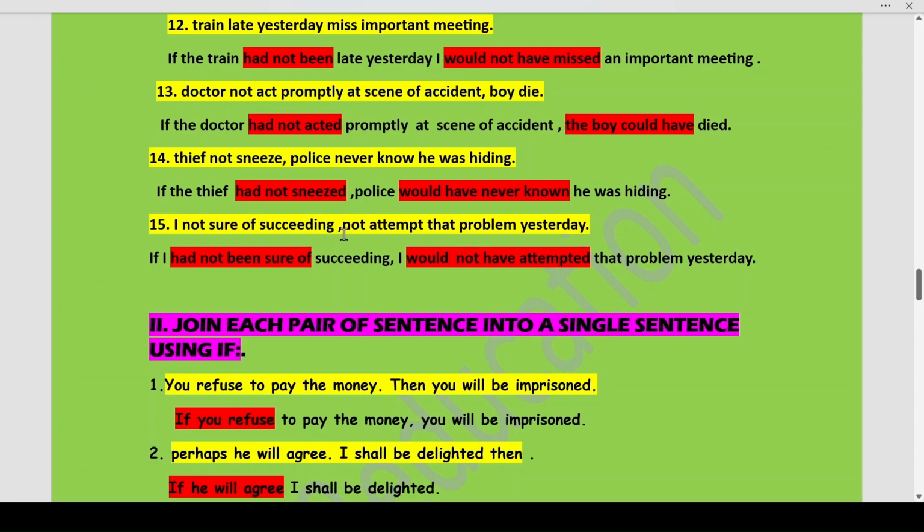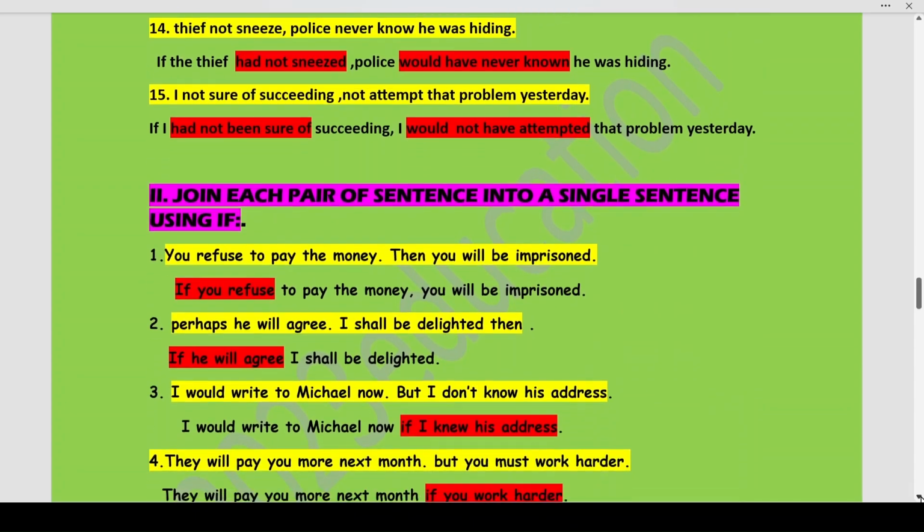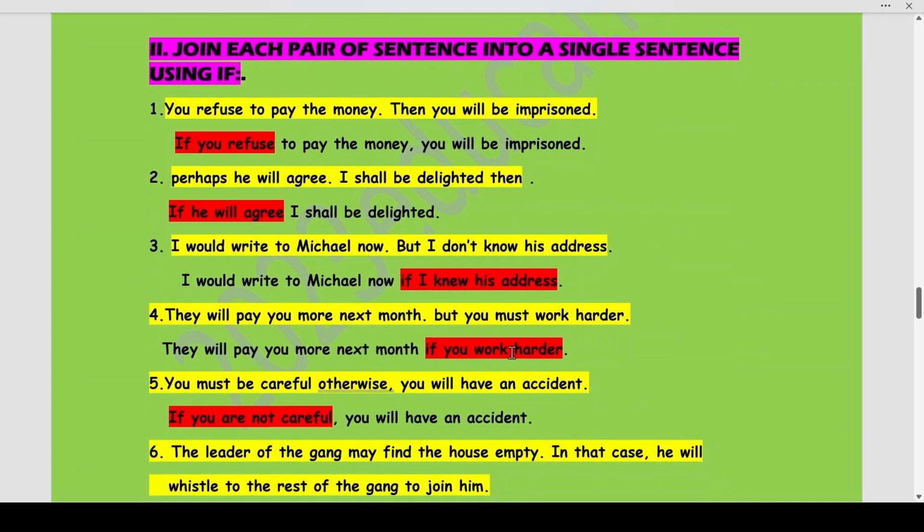I not sure of succeeding, not attempt that problem yesterday. If I had not been sure of succeeding, I would not have attempted that problem yesterday. Now, assignment part 2, join each pair of sentences into a single sentence using the subordinating conjunction if. You refuse to pay the money, then you will be imprisoned. If you refuse to pay the money, you will be imprisoned.